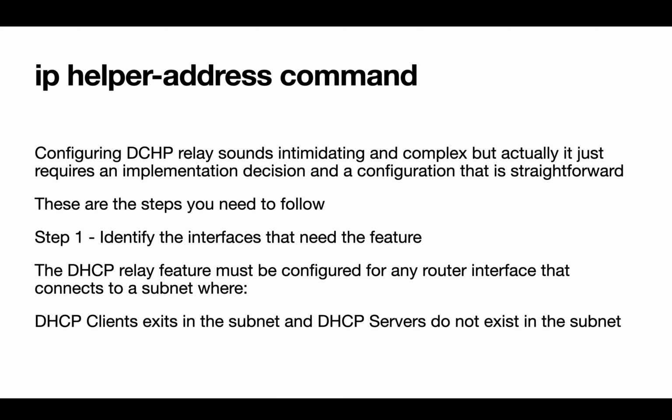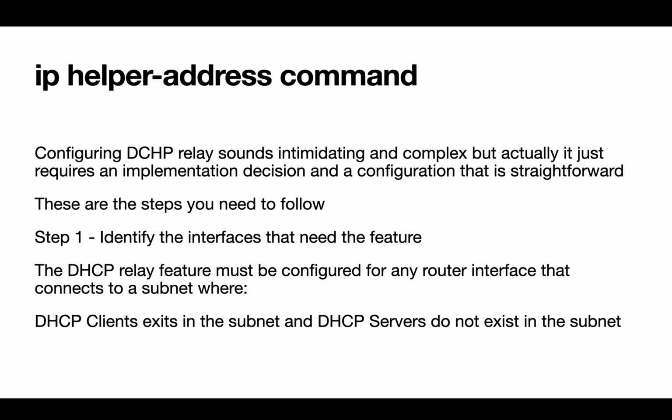So let's configure DHCP relay agents now. The IP helper address command is what's used. Configuring DHCP relay sounds intimidating, but it's not. What we need to do is configure the IP helper address command. We just identify the interface that needs the feature. Remember, when I showed you on the whiteboard, you had that interface that was connected, the ingress interface for router 1, that we needed to configure DHCP relay on. We needed to configure the IP helper address command. That was not a very difficult thing to grasp.